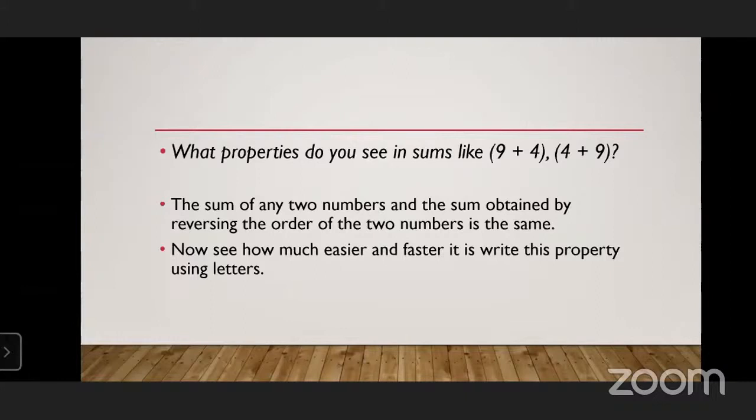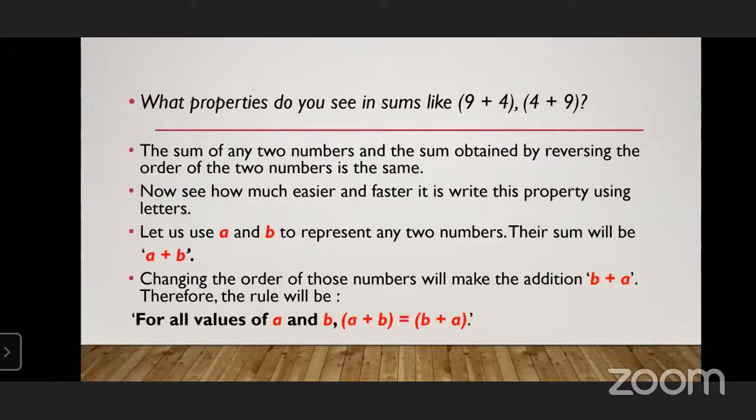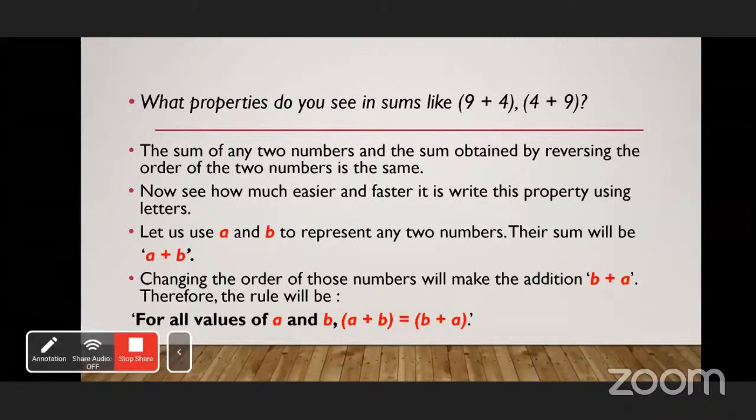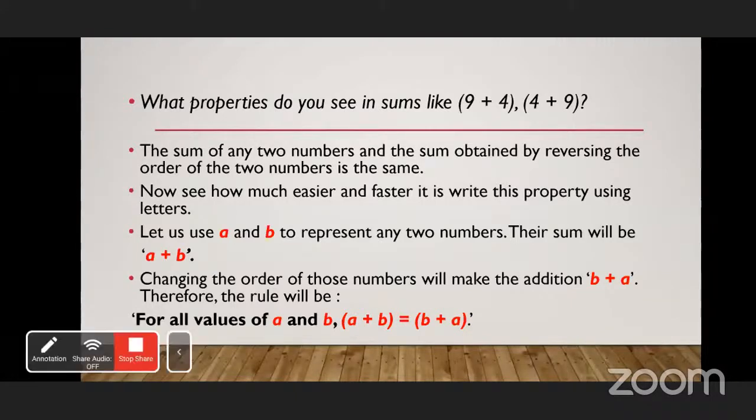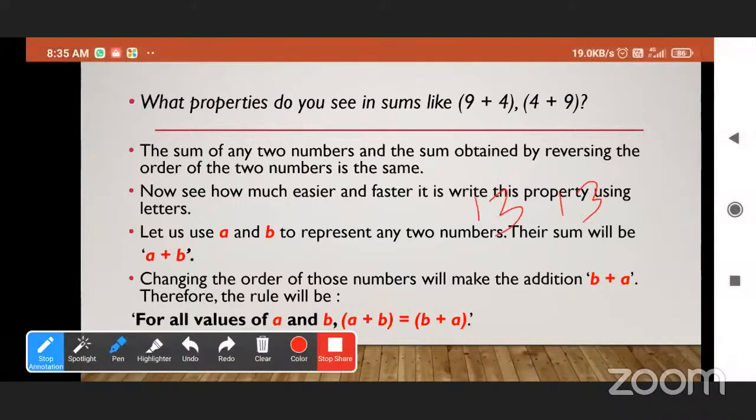So here we use numbers. In that place we will use letters. So let us use A and B to represent any two numbers. Their sum will be A plus B. Okay. See here. At the place of 9, we use A. And at the place of 4, we use B. Now, their sum will be A plus B.